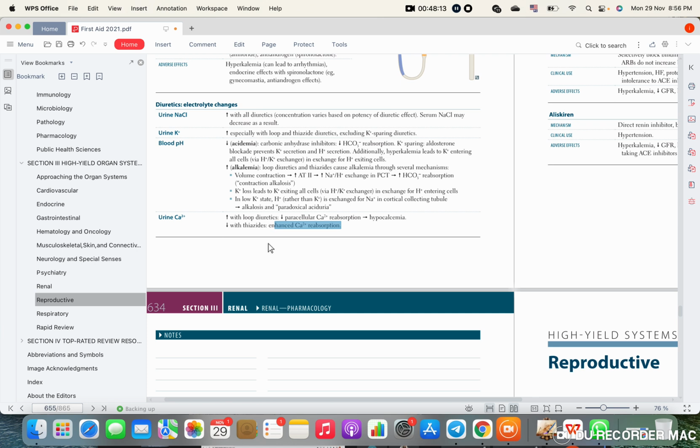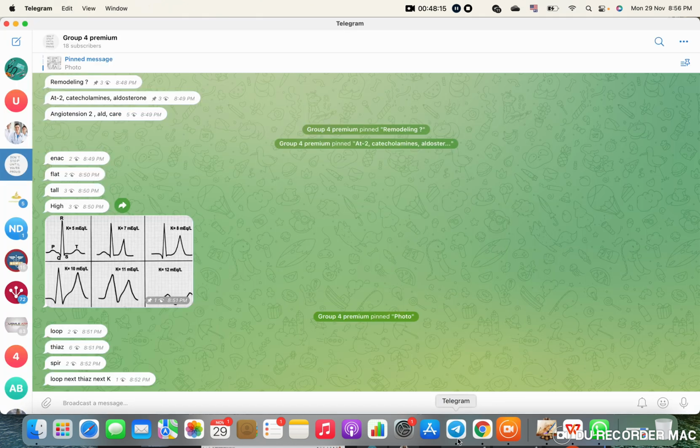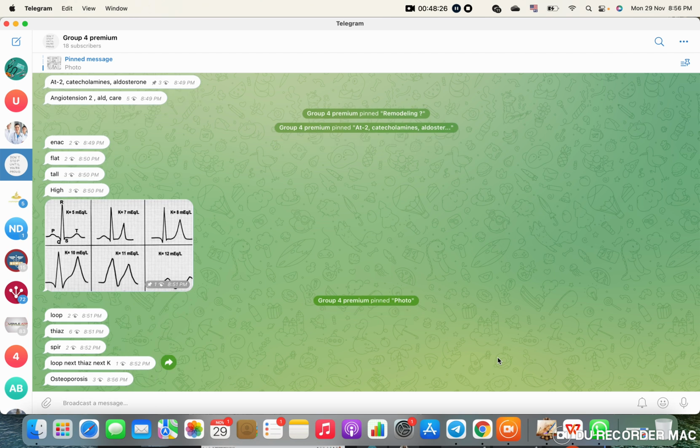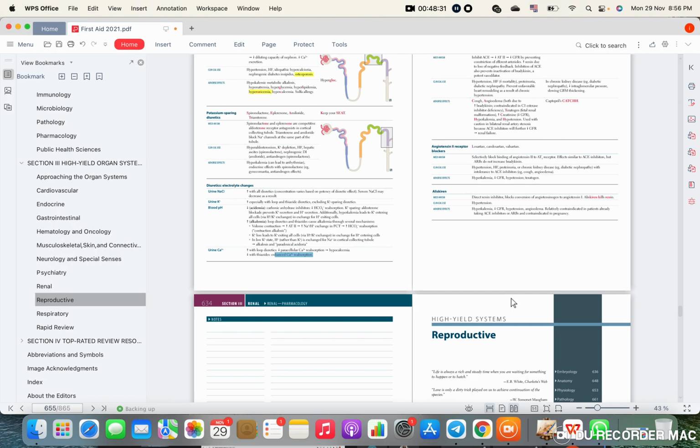Thus, we used it in which condition? Which condition do we use thiazide in? Because it reabsorbs the calcium. Which disease did we use the thiazide in? Because it was really good at reabsorbing the calcium. Yes, it was the osteoporosis. Exactly, it was the osteoporosis.